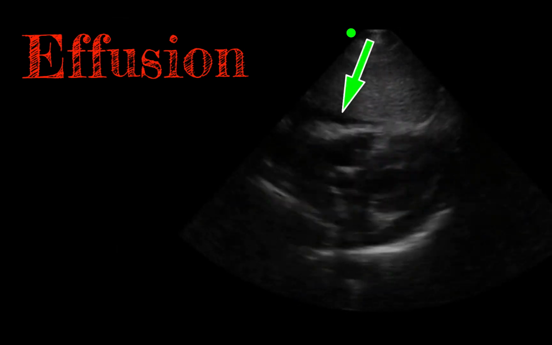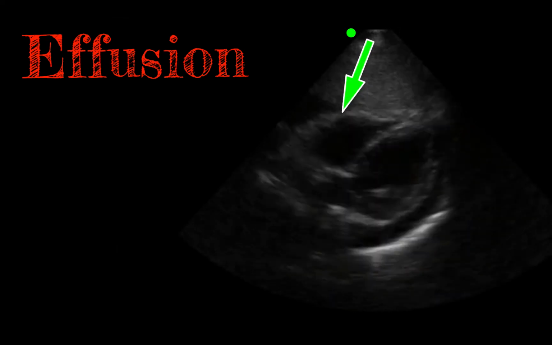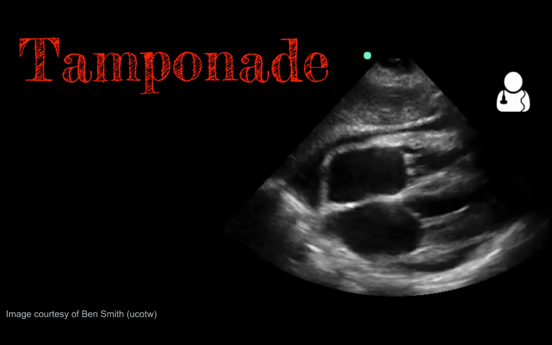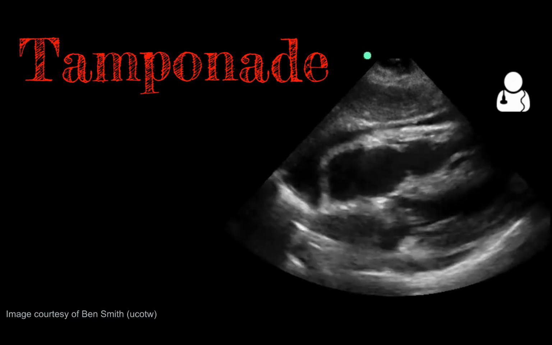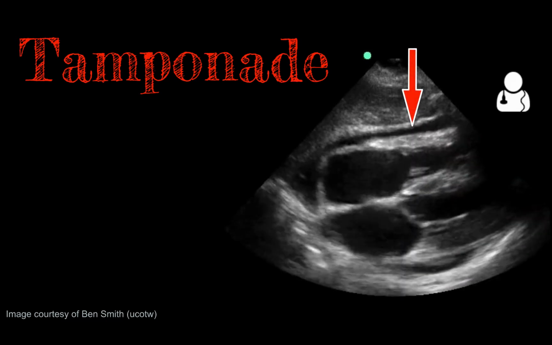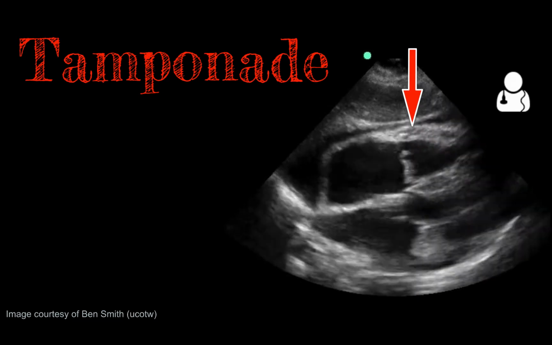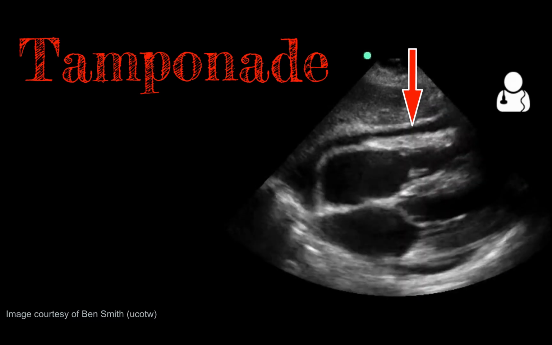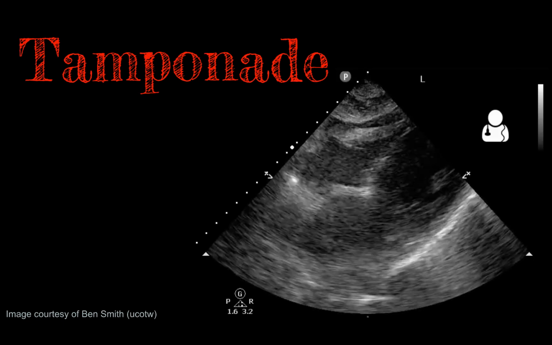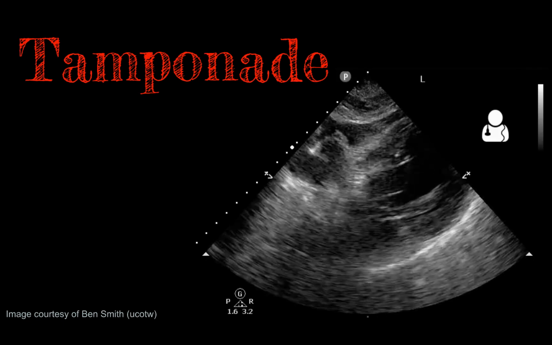In this clip, the RV wall looks normal without any collapse. Here's an example of early tamponade. Note the bowing of the ventricular wall just at the end of diastole. This is sometimes referred to as a trampoline sign because it looks like someone is bouncing on top of the RV. Here's a more obvious video. Here, the RV is almost fully collapsing at the end of diastole.